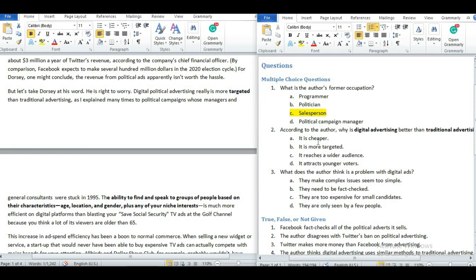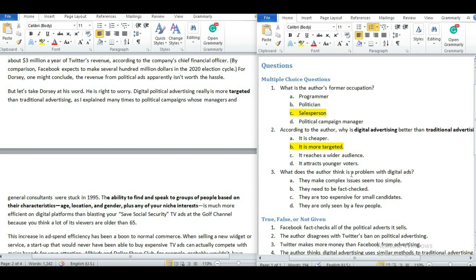So there was nothing about being cheaper. Was there anything about reaching a wider audience? Well, actually, no. In this case, it's about niche interests and targeting people more closely, so it's the opposite of a wider audience. And anything about young voters? No. In fact, we kind of have the opposite. We're talking about reaching people who are older than 65. So the correct answer, and certainly the most logical one, is it is more targeted. So B.